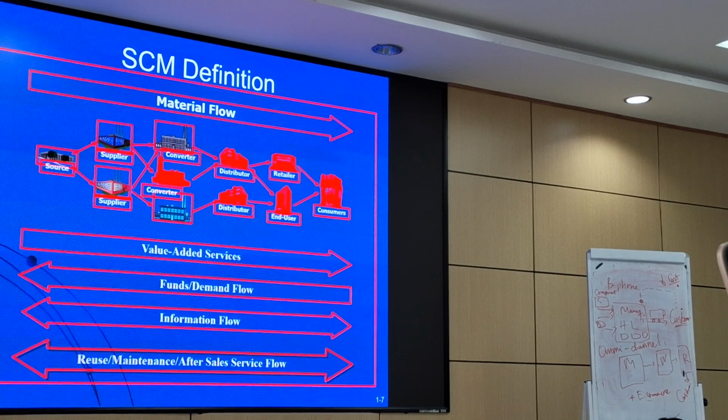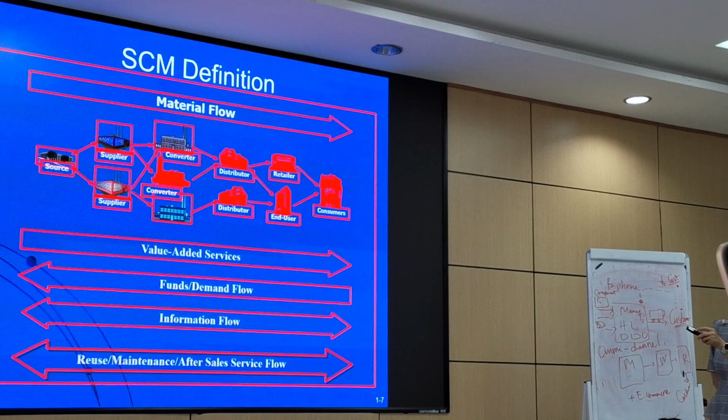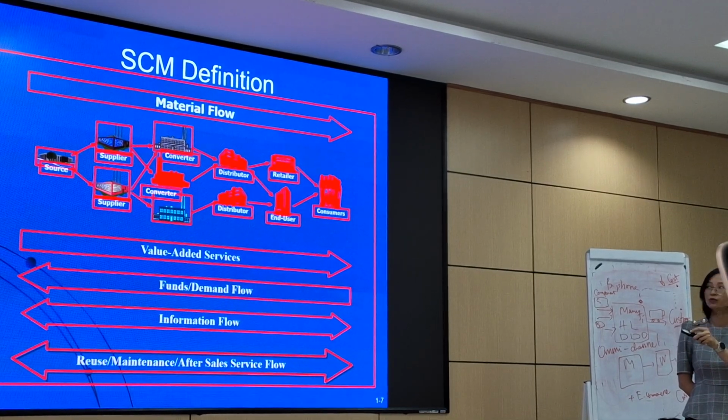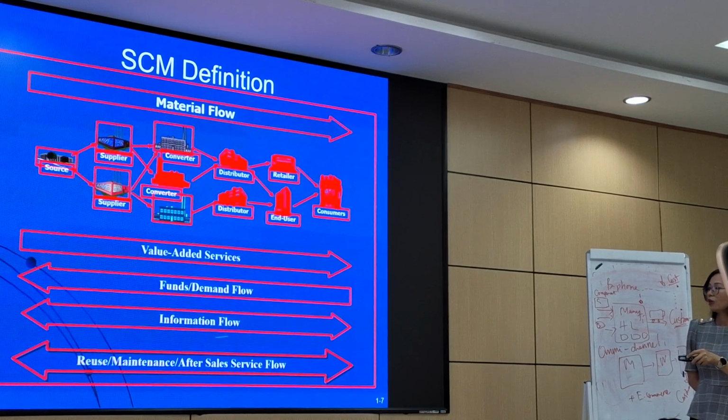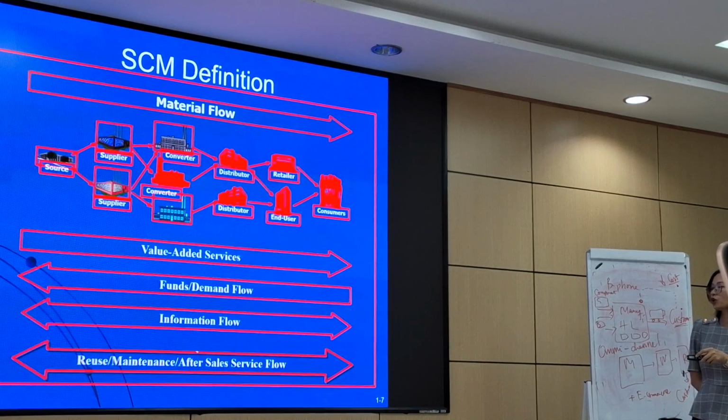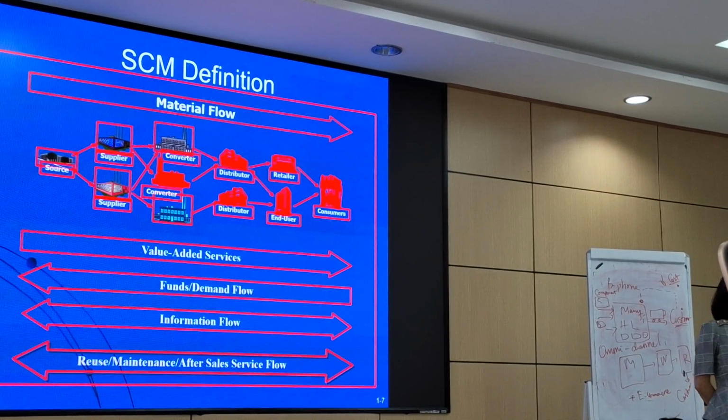We have to control information flow back and forth in the supply chain. And in the case of reuse, or wrong quantity, wrong quality, or defective quality, in that case we have to send it back to the upstream. So in general, in supply chain management, we have to manage the material flow or product flow. We have to manage our demand flow and fund flow. We call it the budget. We control information flow, and we control the after-sale service, maintenance, and reuse. So all of those flows we have to control within the scope of the supply chain.